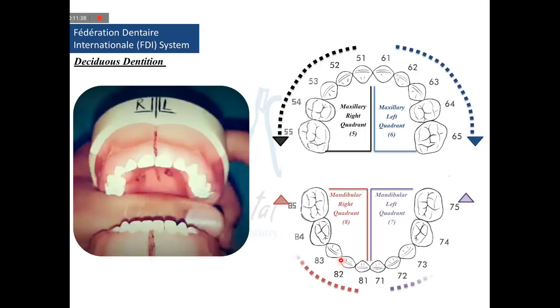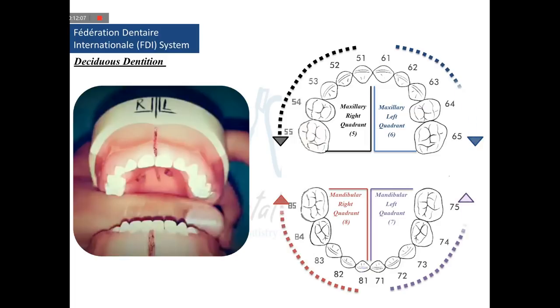Lateral incisor is numbered as 8-2, the canine is numbered as 8-3 for the mandibular right quadrant, the deciduous first molar as 8-4 for the mandibular right quadrant, and finally the deciduous second molar as 8-5 of the mandibular right quadrant. So we know that the first digit basically represents the quadrant number and the second digit basically represents the tooth number from the midline.